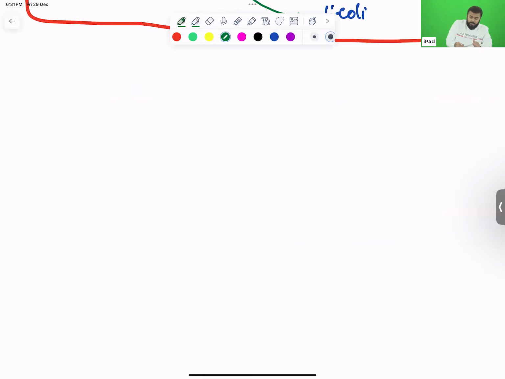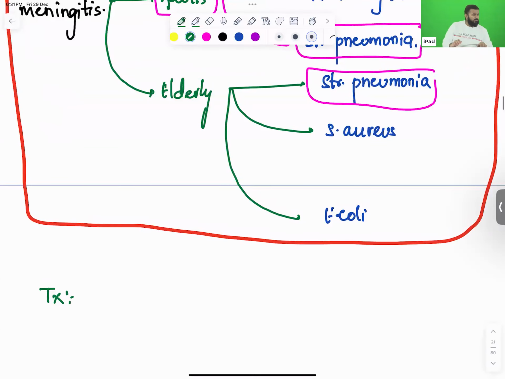Now, let us go to the treatment part. What is the treatment you basically give to the patient? There are two different types of treatment you give. For example, basically we give penicillin. Guys, till here, you understood, all of you?